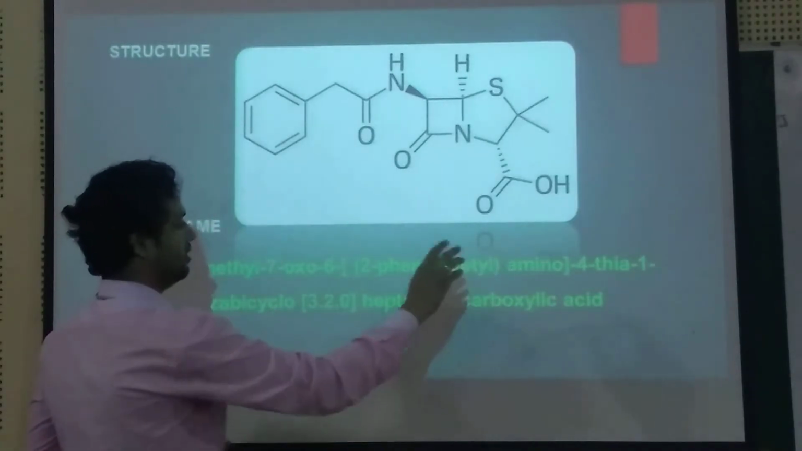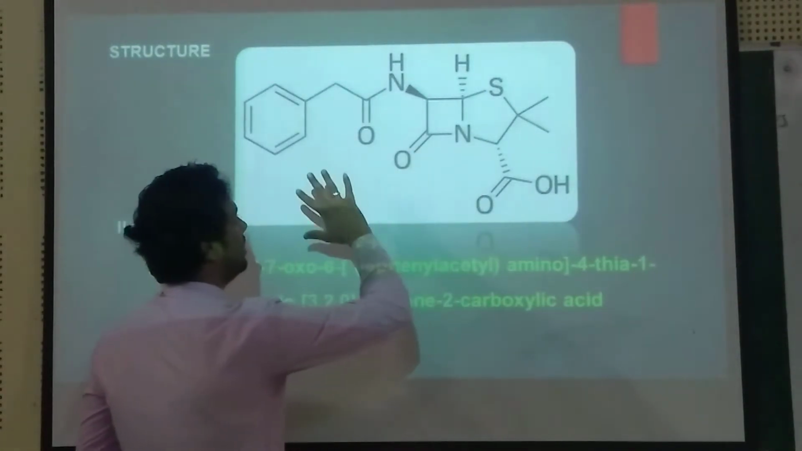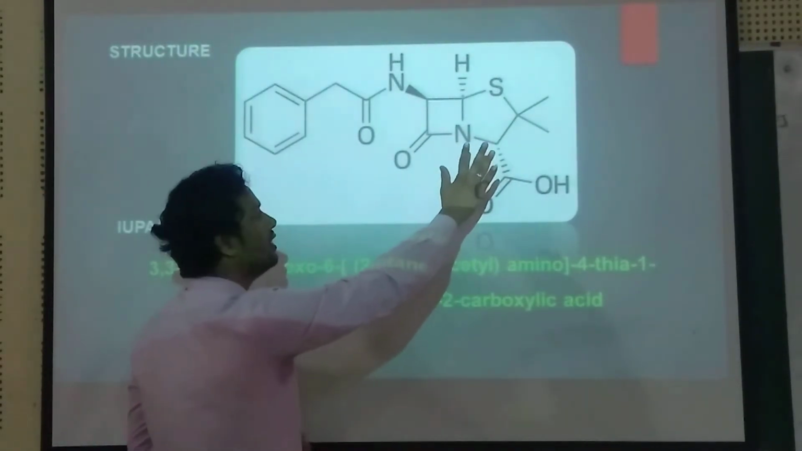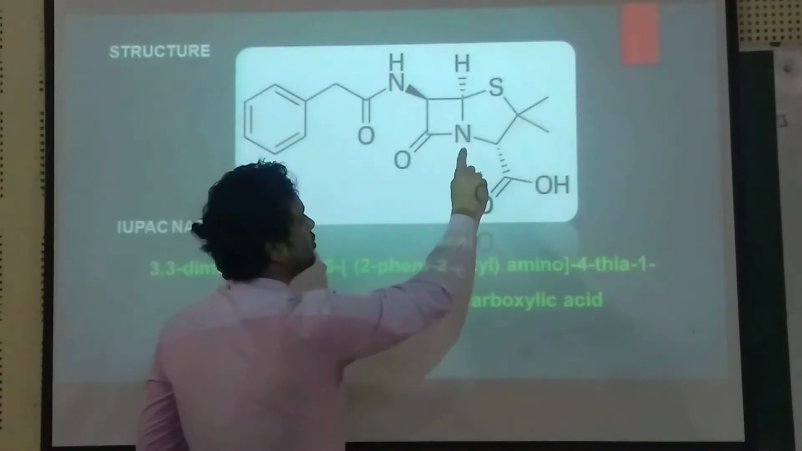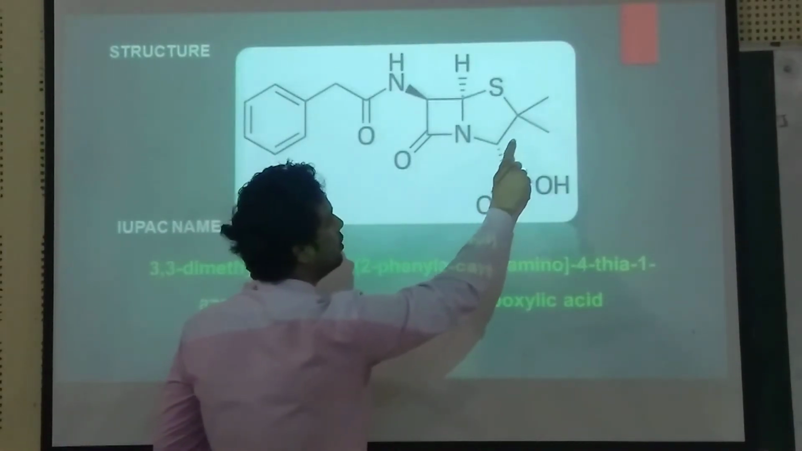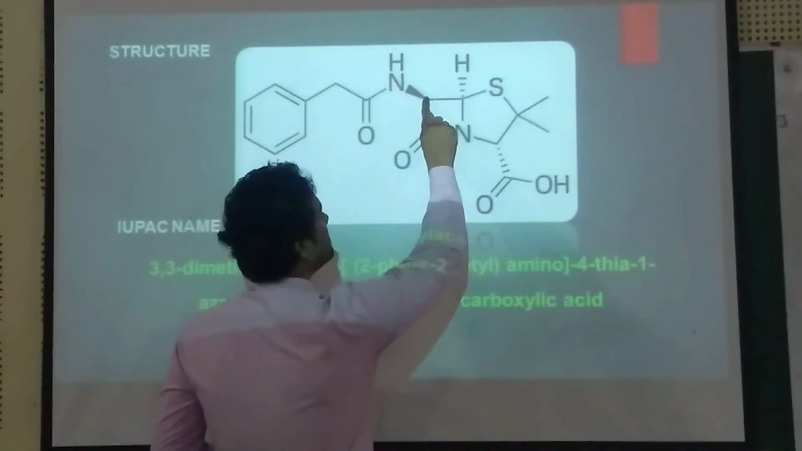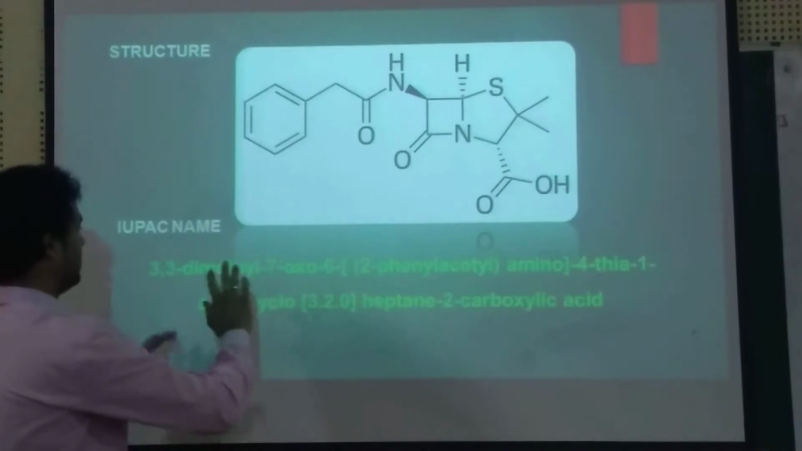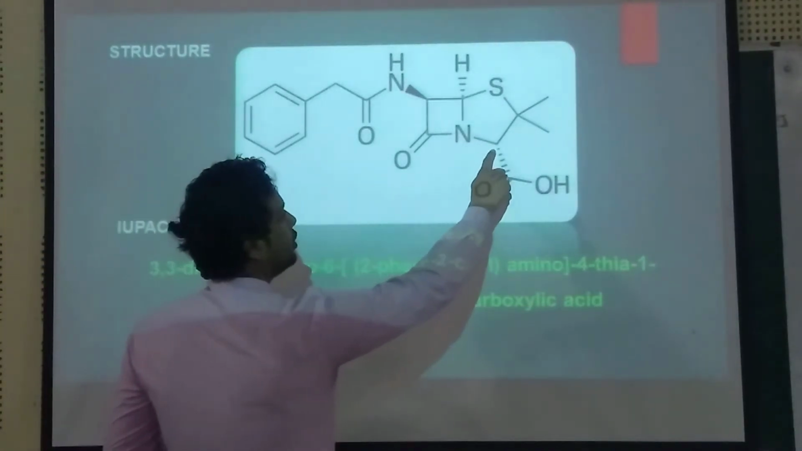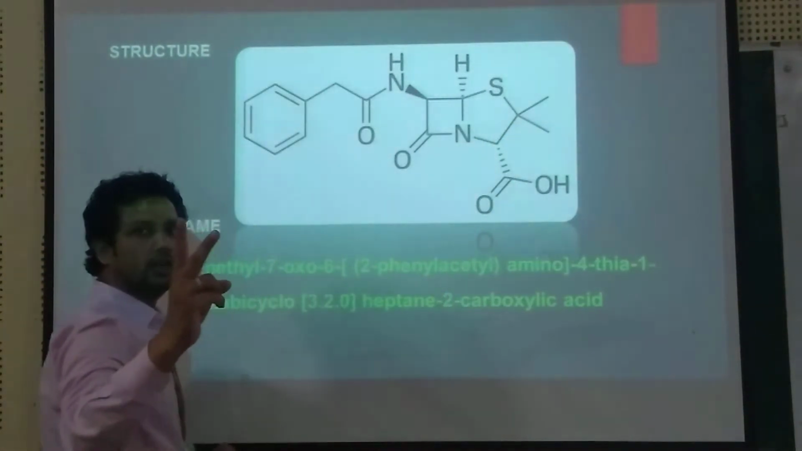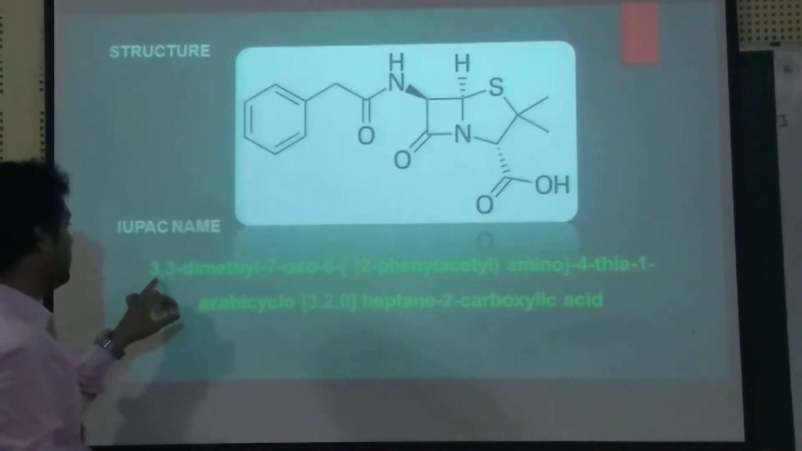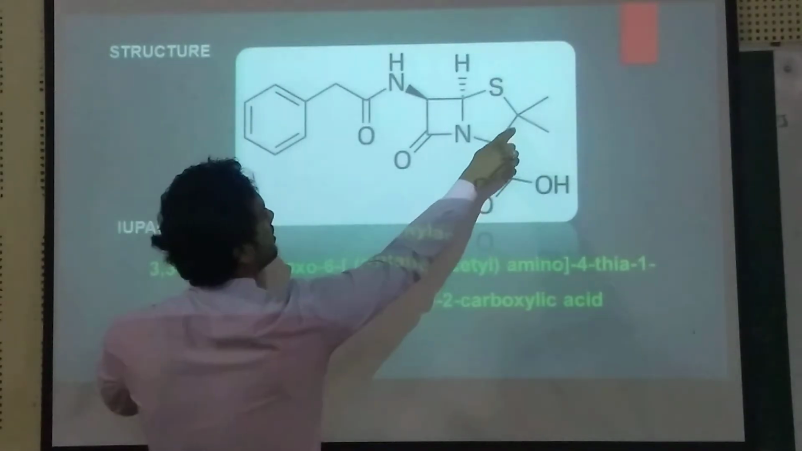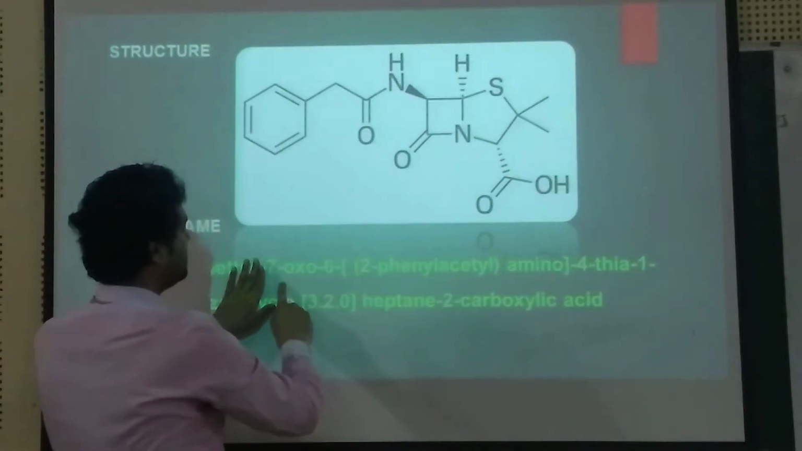Let me tell you. When we start numbering this benzyl penicillin, we start from here, because it's a fused ring and this is a centralized atom. So we number it 1, 2, 3, 4, 5, 6, 7. Then on the third position, there are two methyl groups, so we write 3,3-dimethyl.